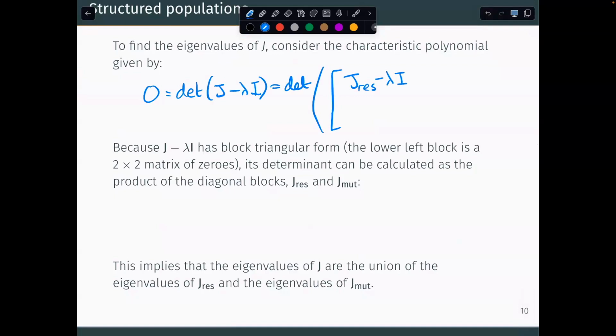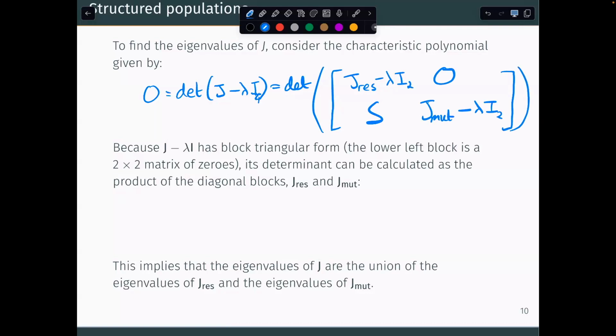So J res minus lambda times I. There are two I's here. This I here is a 4x4 identity matrix, and this is a 2x2 identity matrix. Hopefully that is clear. We have an S matrix, a 0 matrix, and then the mutant Jacobian minus lambda times I. I'm going to put an I4 here and an I2 here just to make sure it's clear. These are different sized identity matrices.